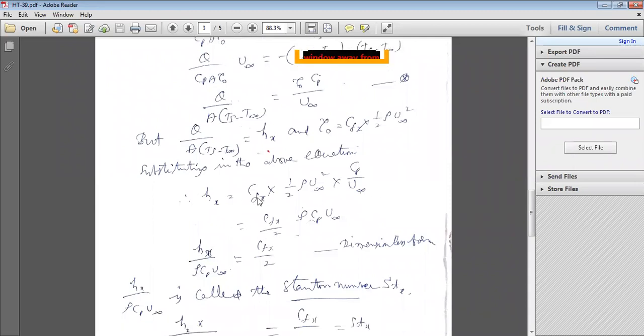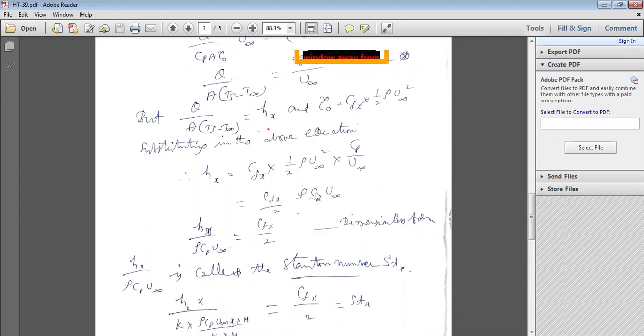Therefore, Hx is equal to Cfx by 2 into U free stream square. One U free stream will cancel, so strike it off. That's why rho into U free stream square divided by U free stream, then only U free stream remains. That's why rho into U free stream into Cp, or otherwise Cfx by 2 into rho into Cp into U free stream. So from this relation, Hx by rho into Cp into U free stream.